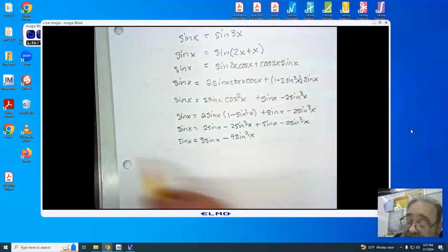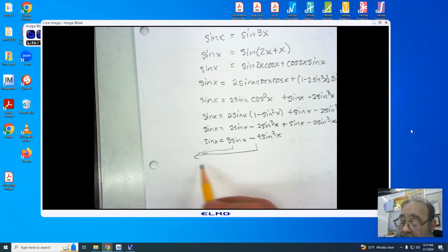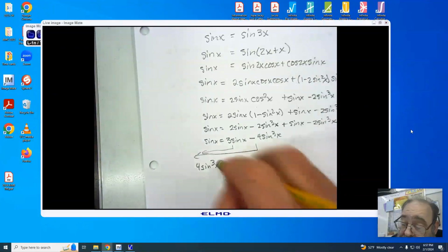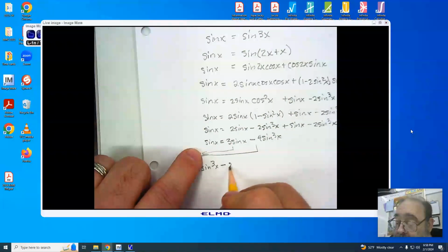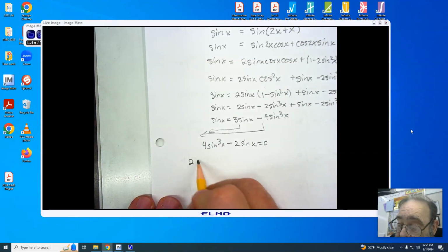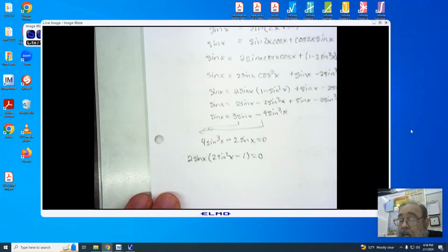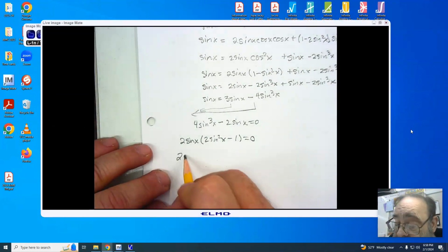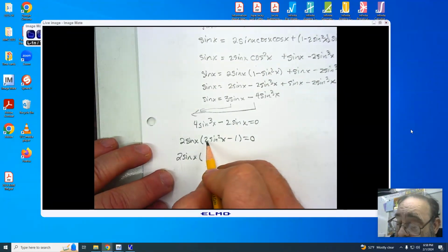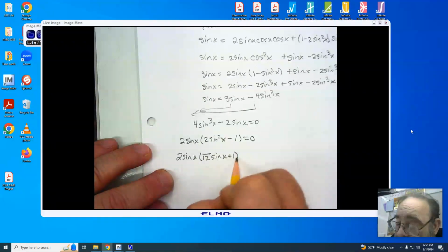I'm now going to move everything over to the left. So everything's going this way so that I can get this cleaned up. 4 sine cubed x minus 2 sine of x is equal to 0, which means I can now factor a 2 sine of x, leaving me with 2 sine squared x minus 1 equals 0. Well, that means that 2 sine of x is one factor. I'm now going to factor this into the difference of squares, plus 1 and minus 1.